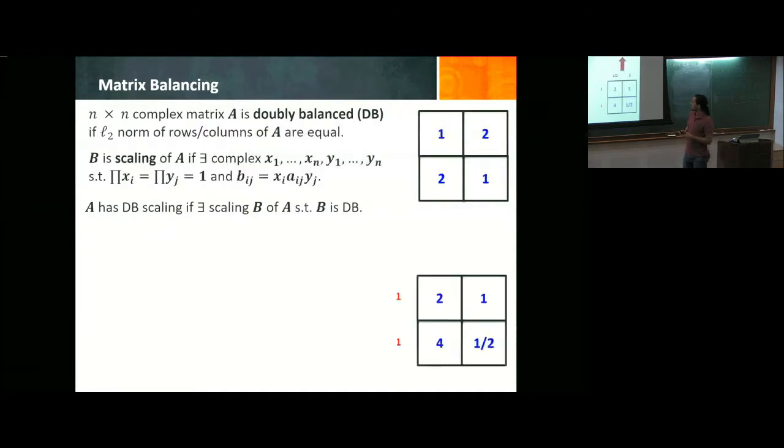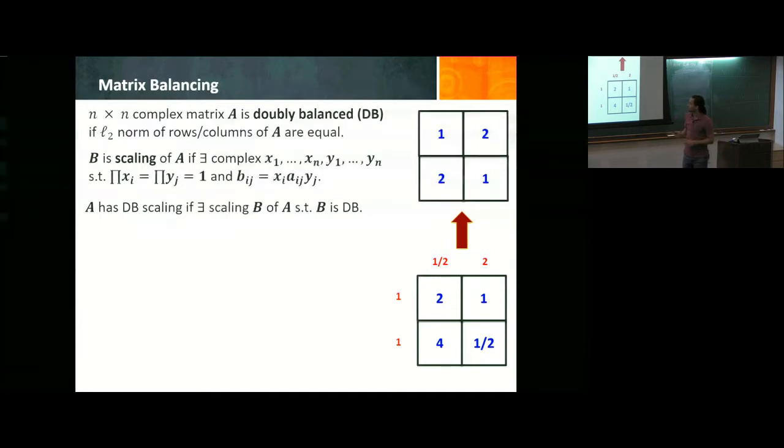So for example, if I give you this matrix here, you can quickly check that it is not doubly balanced. But I can multiply each row by 1 and multiply the columns this way, and I obtain the doubly balanced matrix over there. This is not doubly balanced, but it has a doubly balanced scaling.